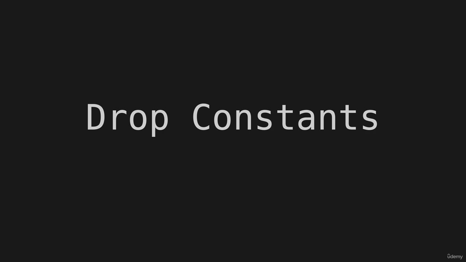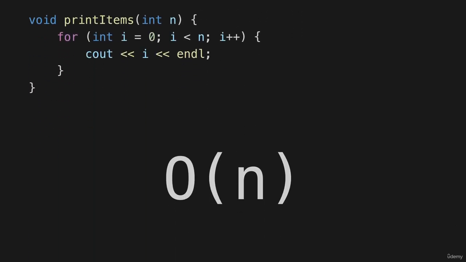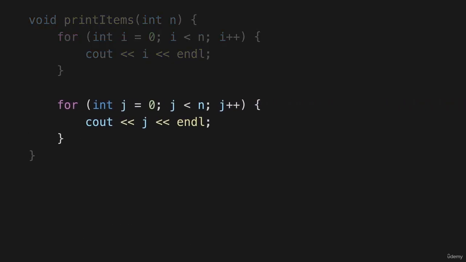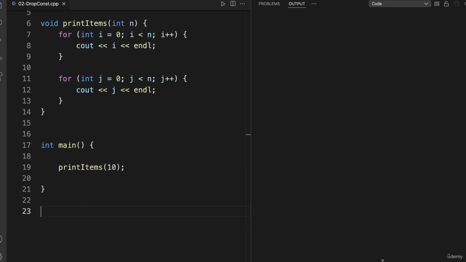So with big O, we have a few rules for simplification, and the first one of those is called drop constants. To explain this, I'm going to start with the function that we looked at in the last video, which was O of n, except that I'm going to add a second for loop, and both of these are going to run n times. So let's flip over to VS Code and take a look at this.